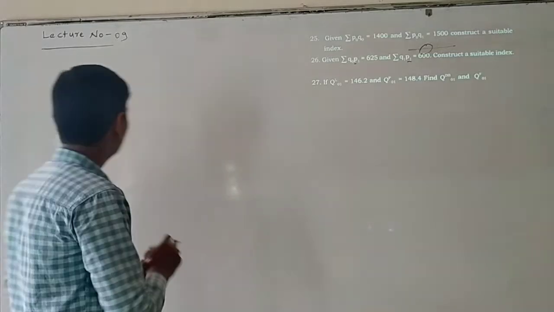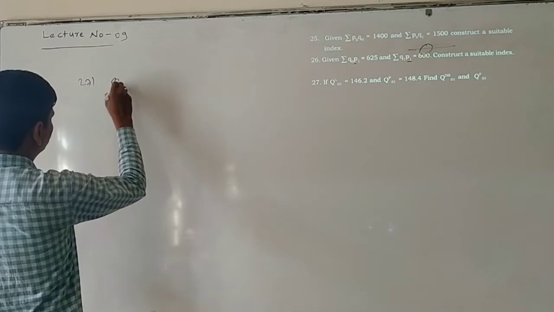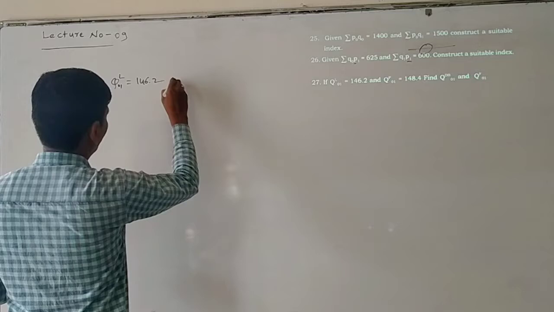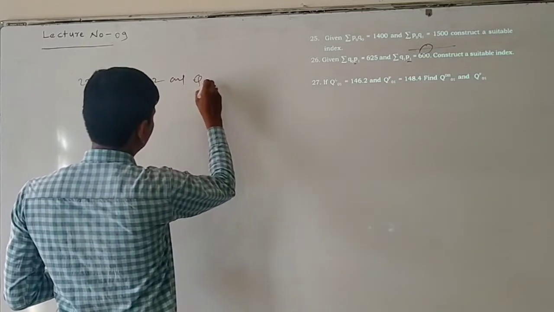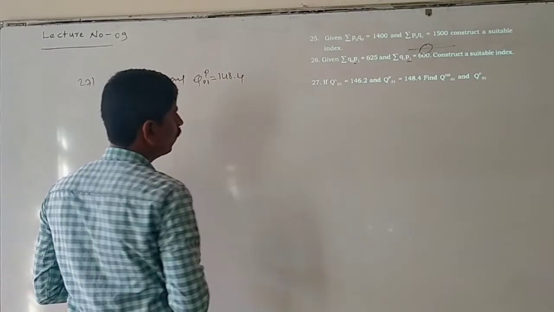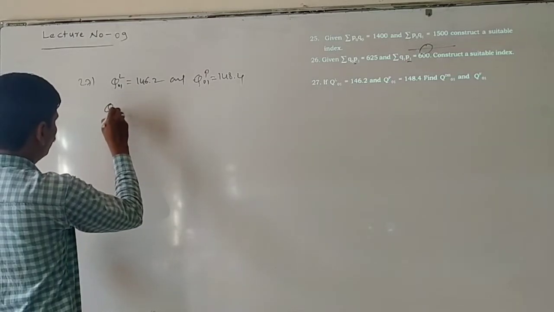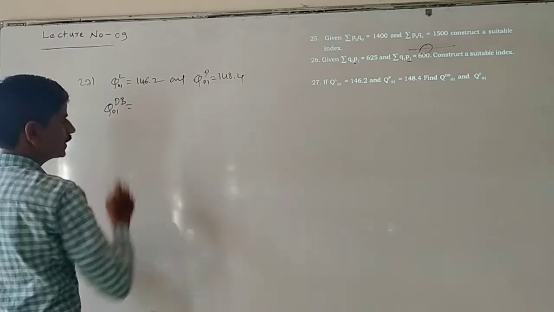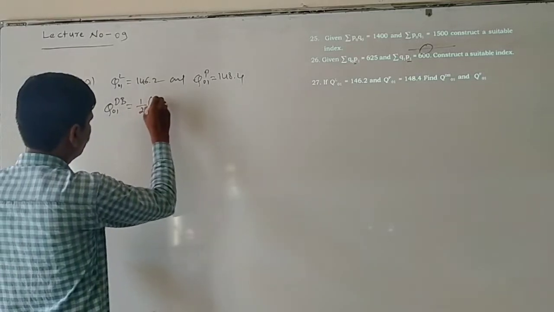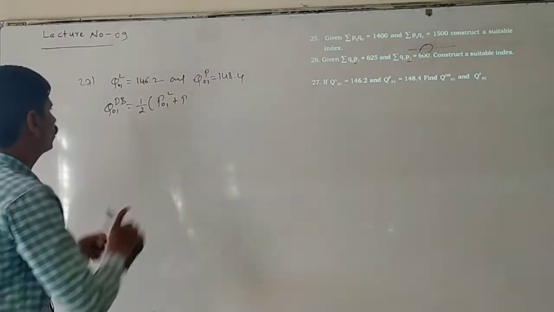Okay. The next problem, number 27. If Q01L is 146.2 and Q01P is 148.4, find Q01 Drobisch-Bowley and Q01F. Apply the formula. Q01 DB is nothing but the arithmetic mean of Laspeyres and Paasche, that is 1/2 into Q01L plus Q01P.